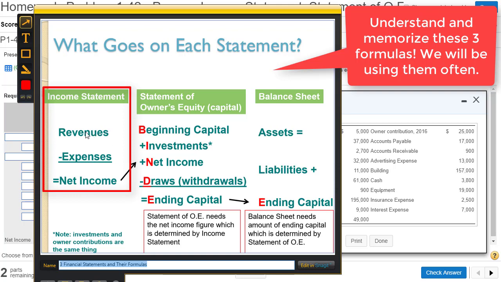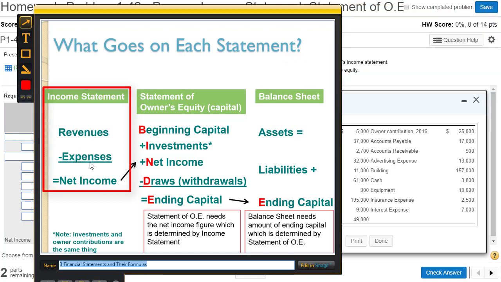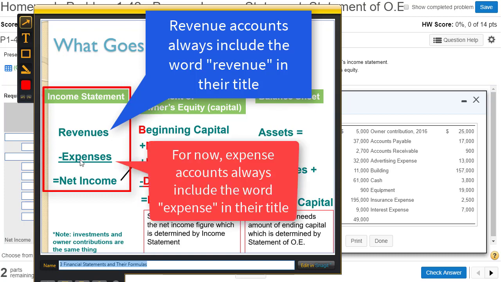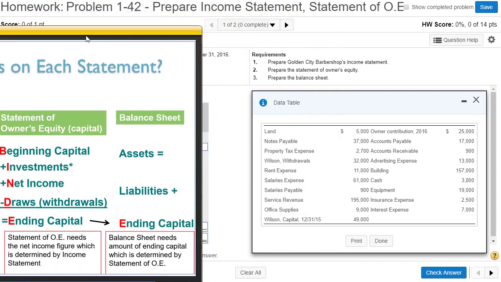Notice we only need our revenues and we only need our expenses. So revenues will always have the word revenue in it, and expenses will always have the word expenses in the name of the account.